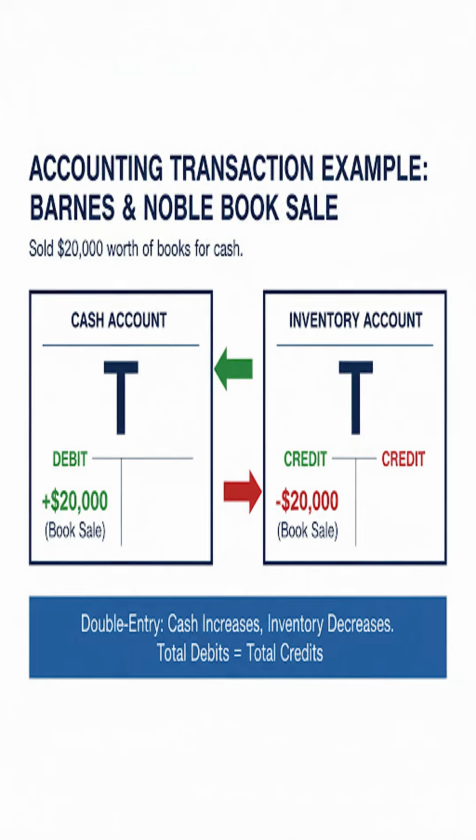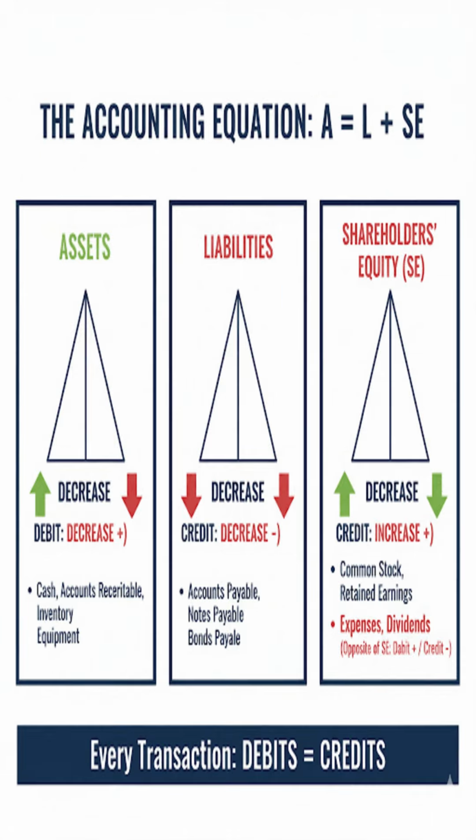Example of T account. If Barnes & Noble Inc. sold $20,000 worth of books, it will debit its cash account $20,000 and credit its books or inventory account $20,000. This double entry system shows that the company now has $20,000 more in cash and a corresponding $20,000 less in inventory on its books.